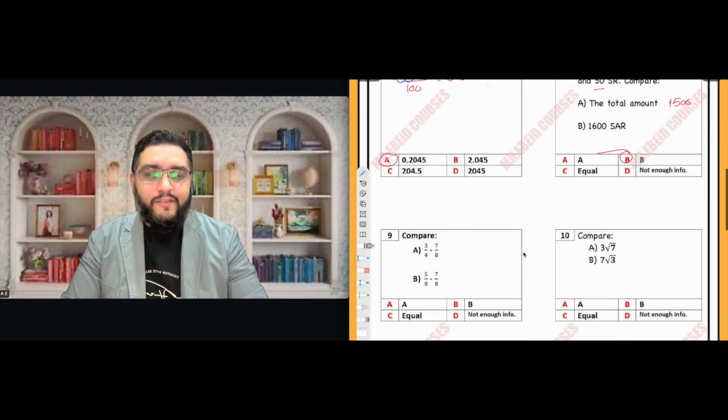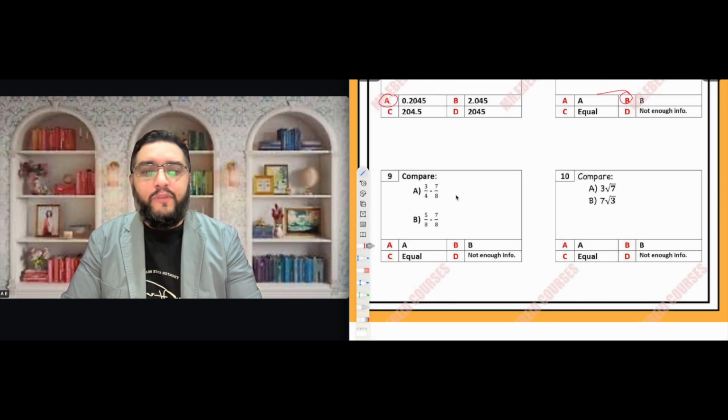Move to the next, question 9. Compare between 3 over 4 minus 7 over 8 and 5 over 8 minus 7 over 8. This one you can subtract directly because you have the same denominators. So 5 minus 7 will be negative 2, and write down 8. For this one you multiply both the numerator and the denominator by 2. So this is 6 over 8 minus 7 over 8. 6 minus 7 will be negative 1, write down 8.